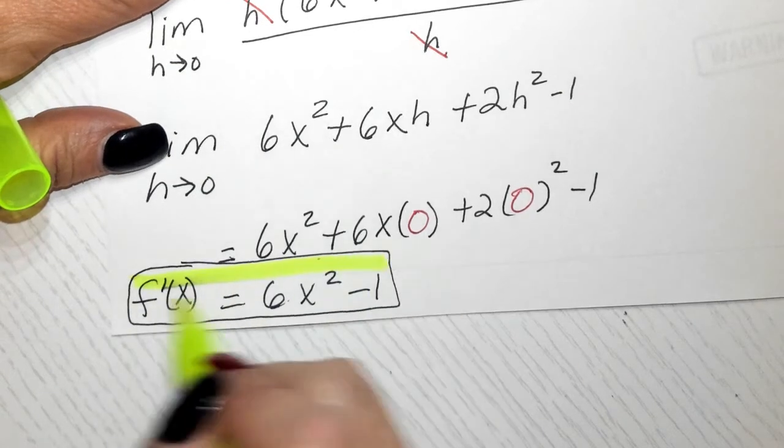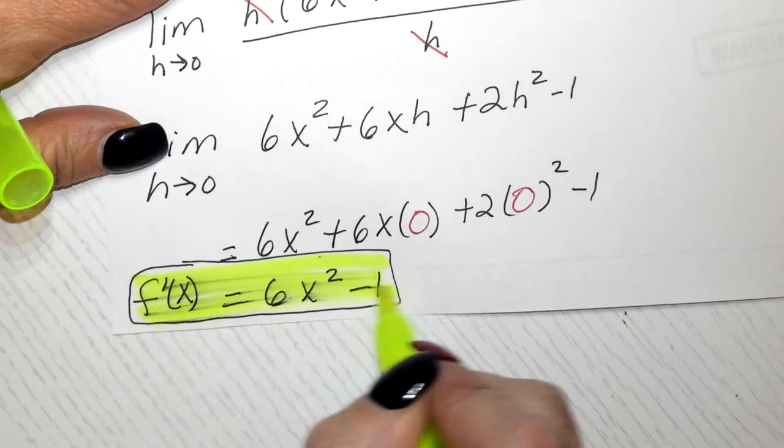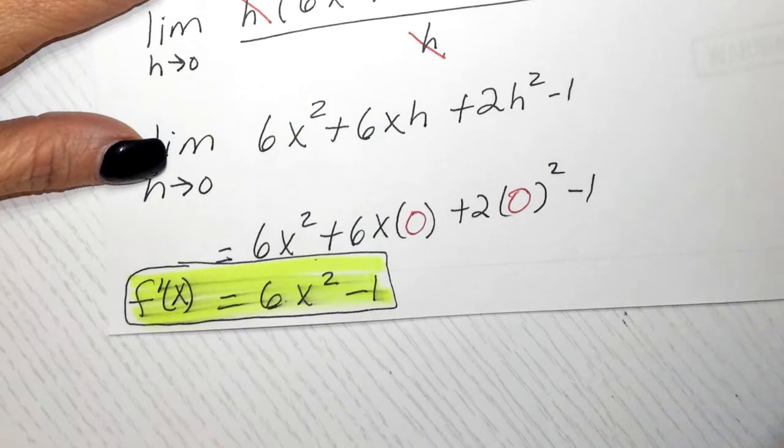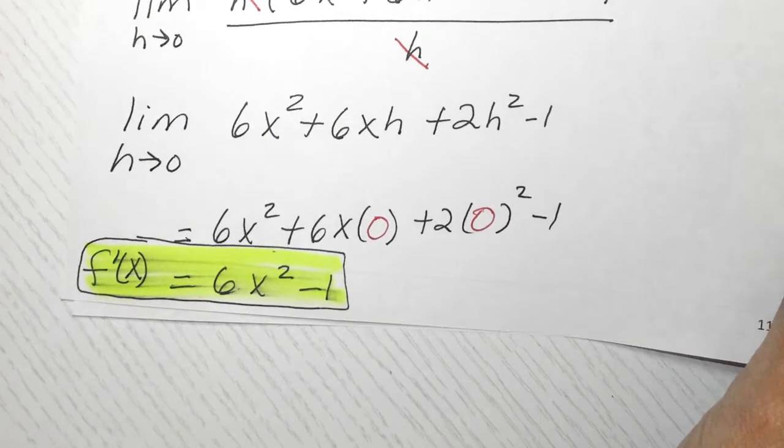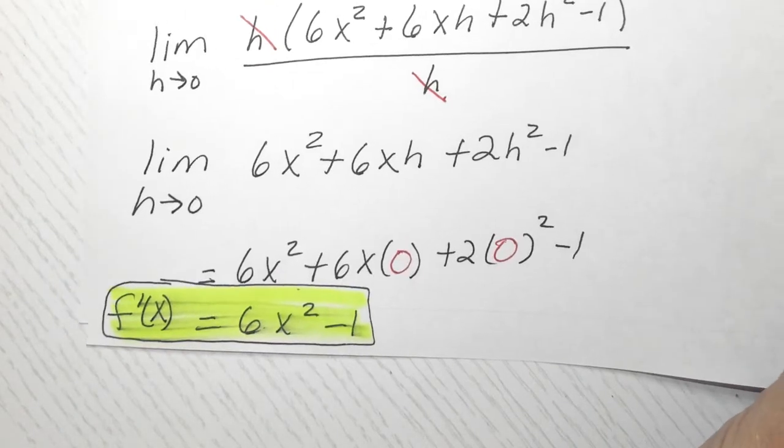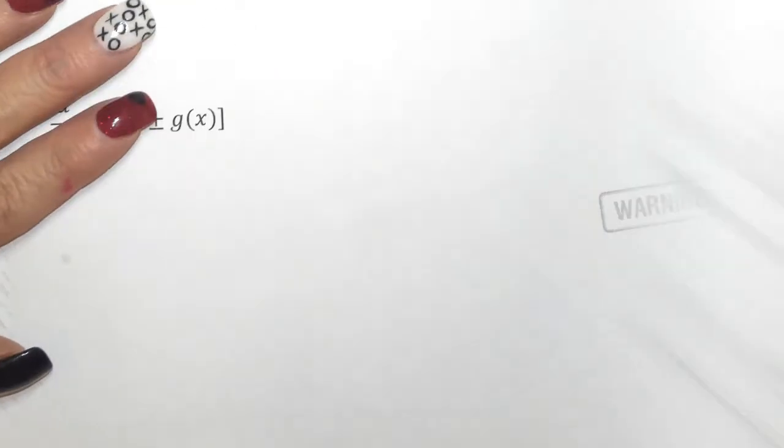Now I know that was fast. It's a video. You can always slow it down, you can always pause it, you can always rewind it. All right, so there's my derivative. Let's get to these rules.